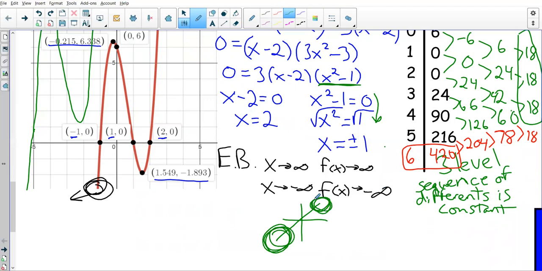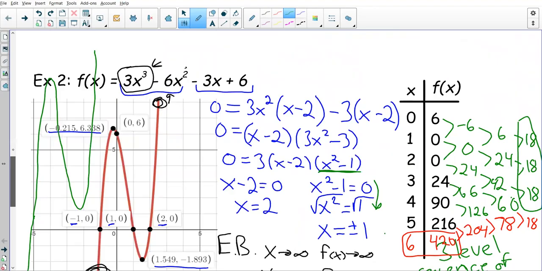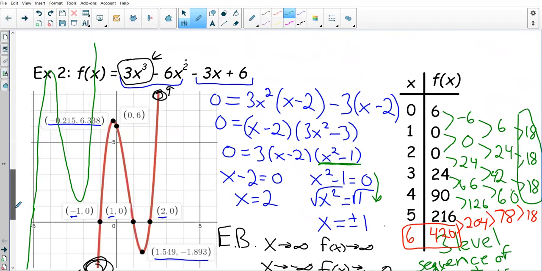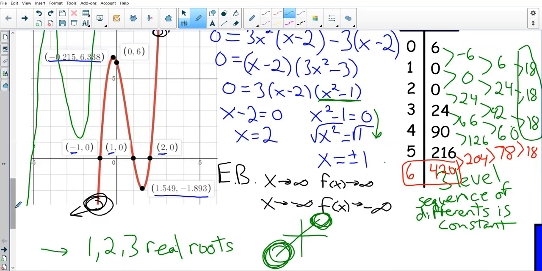So there is no way with a cubic function to be able to have only 0 or only imaginary roots. I have to have at least 1 real root. So what happens with a cubic function is I can have 1, 2, or 3 real roots, but I have to have at least 1. With our quadratic, we were able to get 0 real roots by pulling that vertex above the x-axis if the function opens upwards and below the x-axis if the function opens downwards.